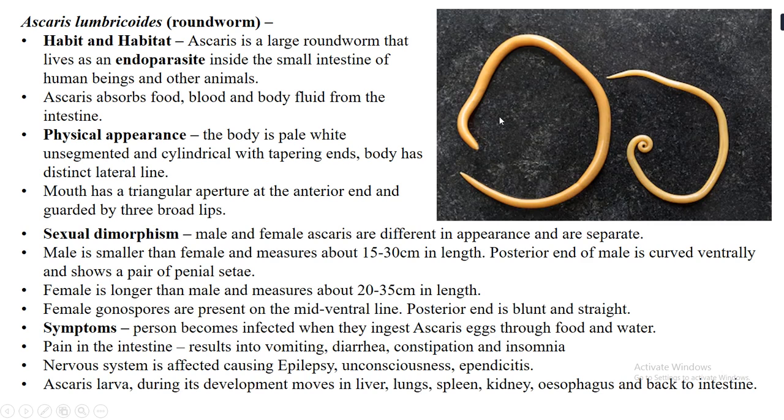The female body is larger and longer as compared to the male, and it will measure about 20 to 35 centimeters in length. And what are female gonopores? They are the genital pores. They will be present somewhere at the mid-ventral line, whereas the posterior end of the female will be blunt and straight. So in males the posterior end is curved, and in females the posterior end is straight and blunt.